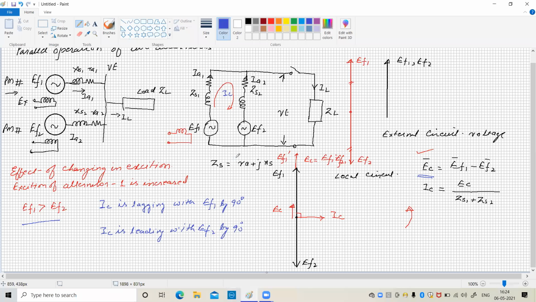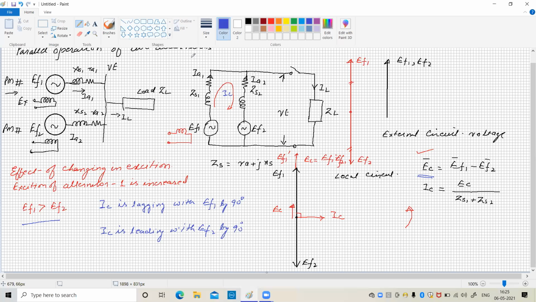Now this circulating current is lagging by 90 degrees with respect to EC. Why is it lagging by 90 degrees? Since the resistance is very small as compared to the reactance, the local circuit impedance becomes inductive, and an inductive circuit draws a lagging current. So here the current is lagging by 90 degrees.